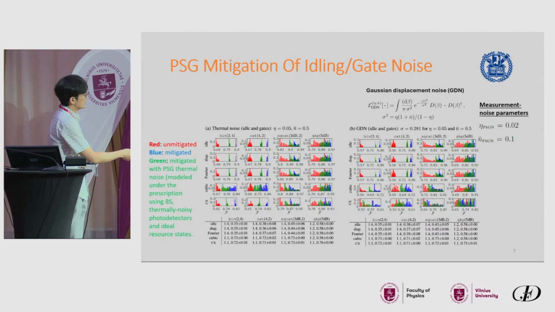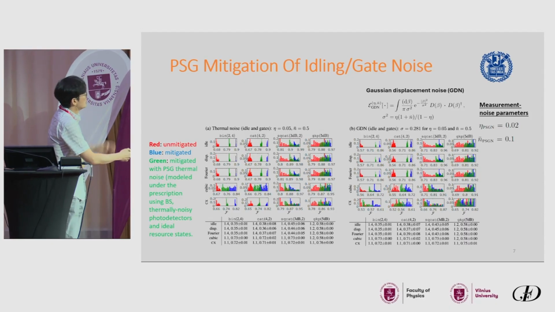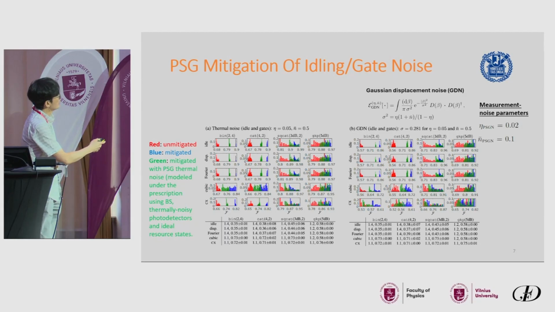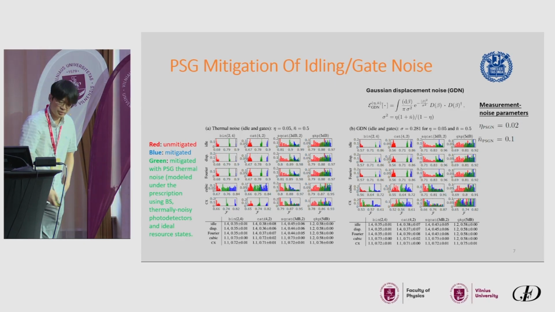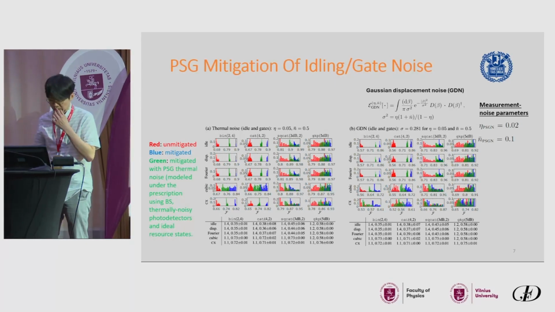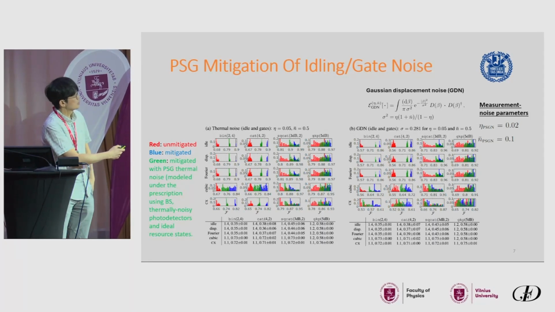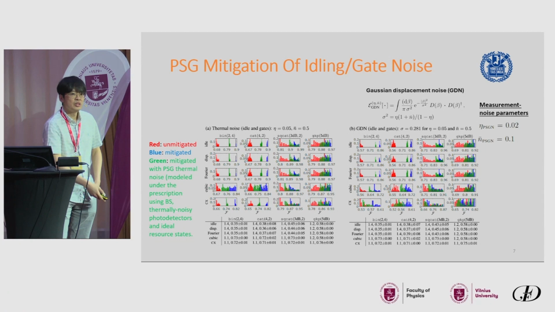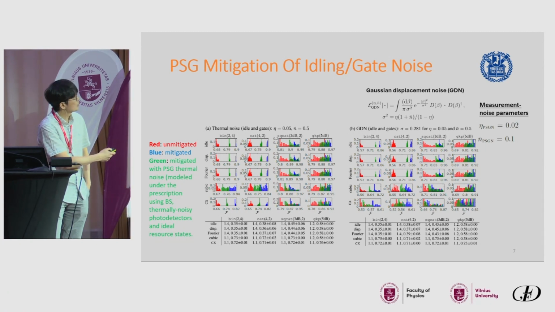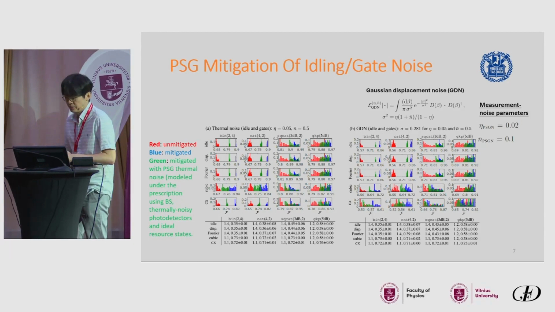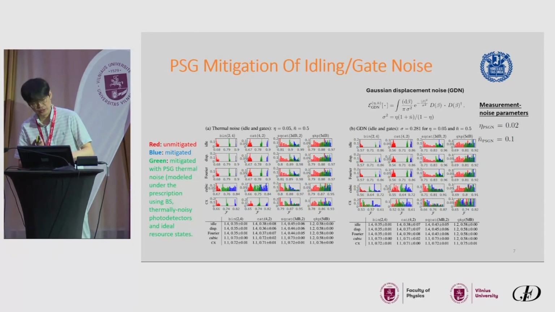This is basically the result. I'm not going to elaborate much. So here you can see that the red, which is the unmitigated case, has much lower fidelities than the blue histograms, which show higher fidelities. And all I want to say is that the theory works for the idling noise, but we also perform numerical simulations and show that it also works for gate noise. Okay, I can elaborate more during the Q&A.